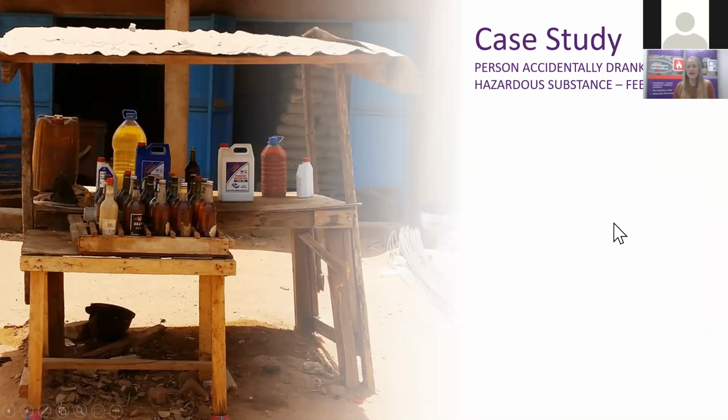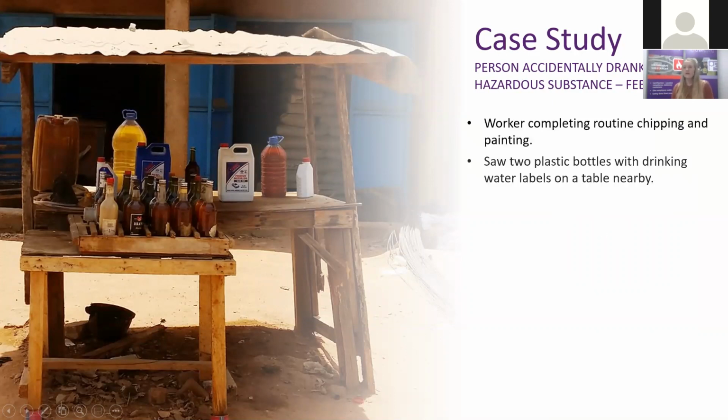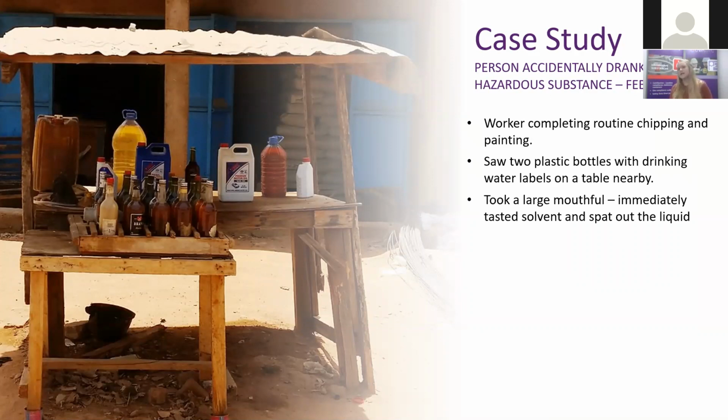So, people accidentally drinking hazardous substances. This first story is from February 2016, but there will be a couple more to follow. So a worker was doing routine chipping and painting. Feeling thirsty, he noticed 2 plastic bottles with drinking water labels on a nearby table. He took the cap off one of the bottles and took a big gulp. He immediately tasted solvent and spat out the liquid and then sought first aid treatment.